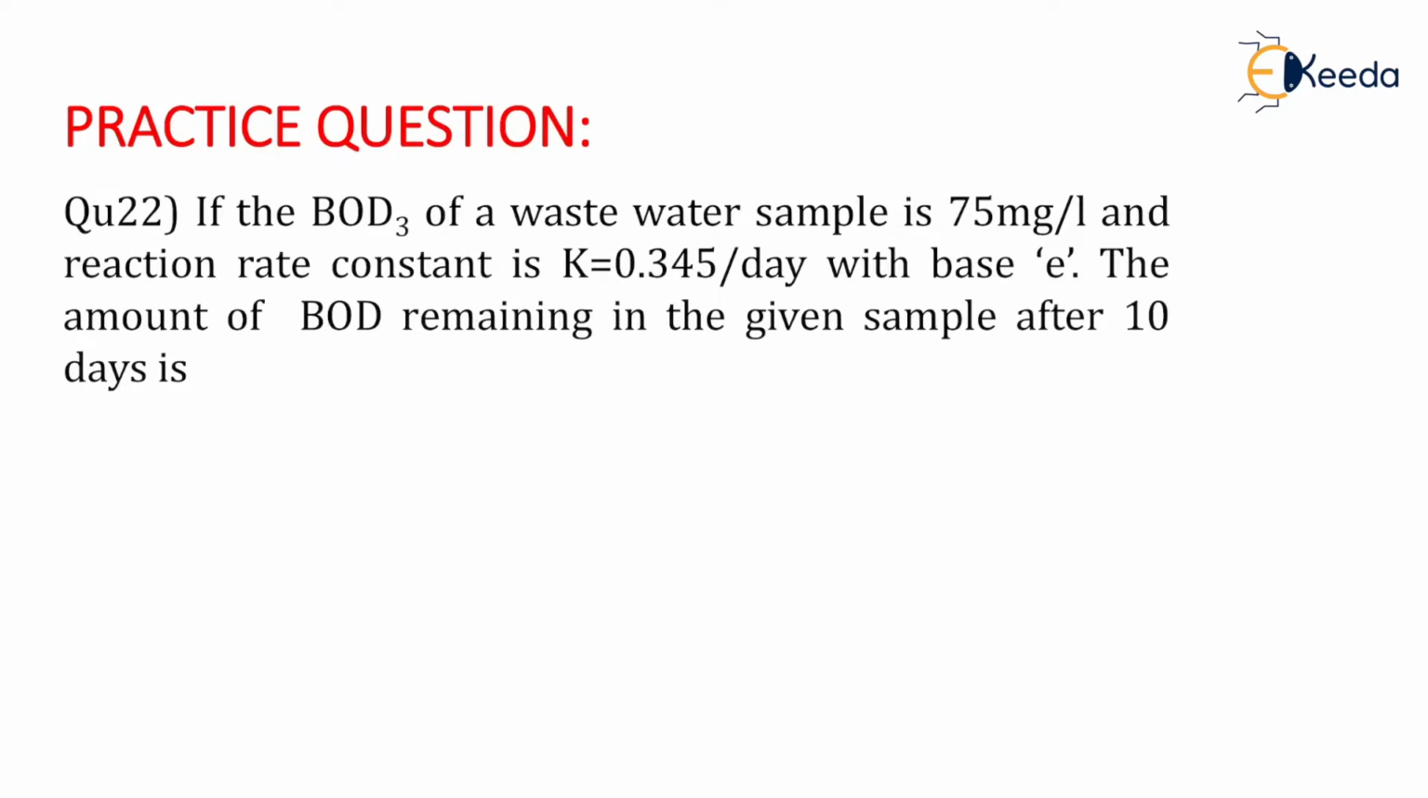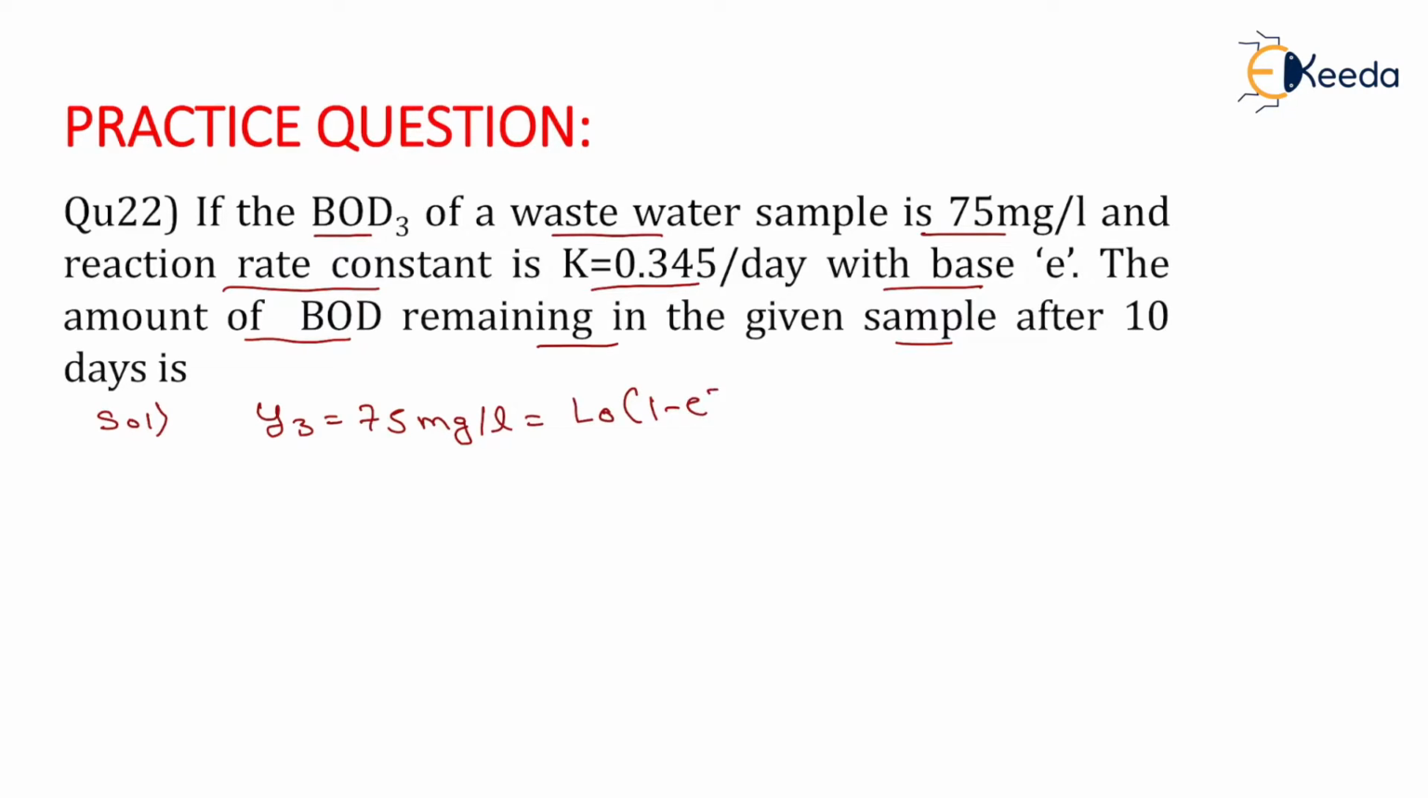Now the next question is: if the BOD3 of a wastewater sample is 75 milligram per liter, the reaction rate constant is 0.345 per day with base e, the amount of BOD remaining in the given sample after 10 days is? In the question it is already given that Y3 is 75 milligram per liter. If Y3 is given, then the formula will be L0 times (1 minus e to the power minus kt). So 75 will be equal to L0, we have the value of K as minus 0.345, and the value of T as 3 days, so we multiply by 3.